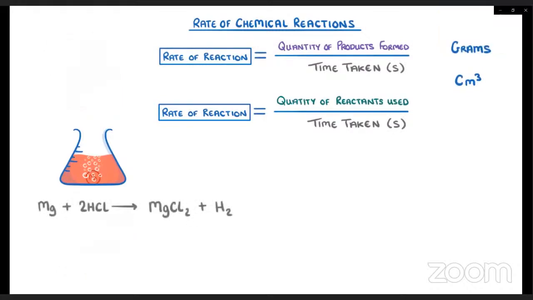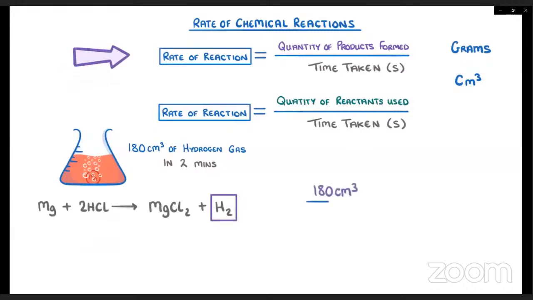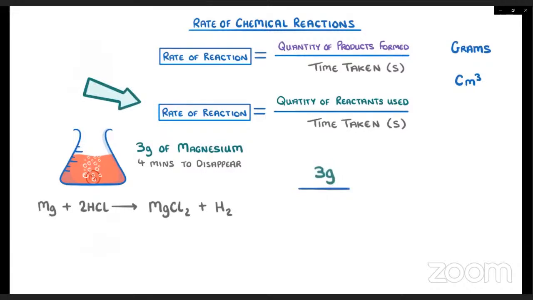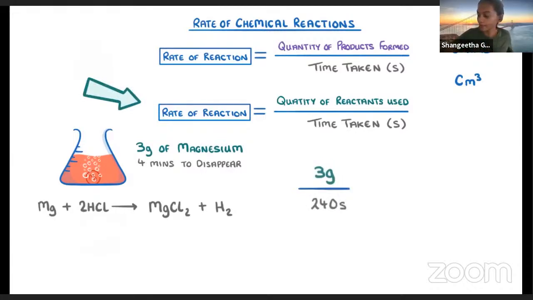For example, if we knew that our magnesium and acid reaction produced 180 centimeters cubed of hydrogen in 2 minutes, then because hydrogen is a product, we would use our product formed equation and do 180 centimeters cubed divided by 120 seconds. Because remember, we have to convert our 2 minutes into seconds, which would give us a rate of 1.5 centimeters cubed per second. Alternatively, if we had used 3 grams of magnesium and were told that it took 4 minutes to disappear completely and get used up, then we could use the other equation and do 3 grams divided by 4 times 60, so 240 seconds, which gives us 0.0125 grams per second.